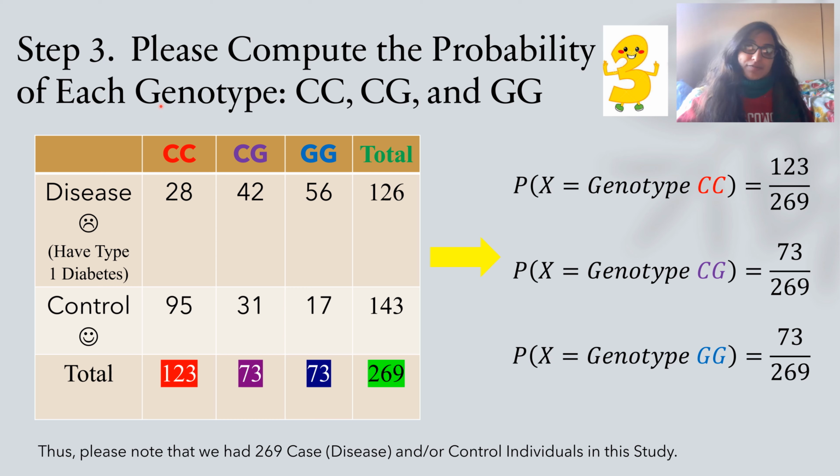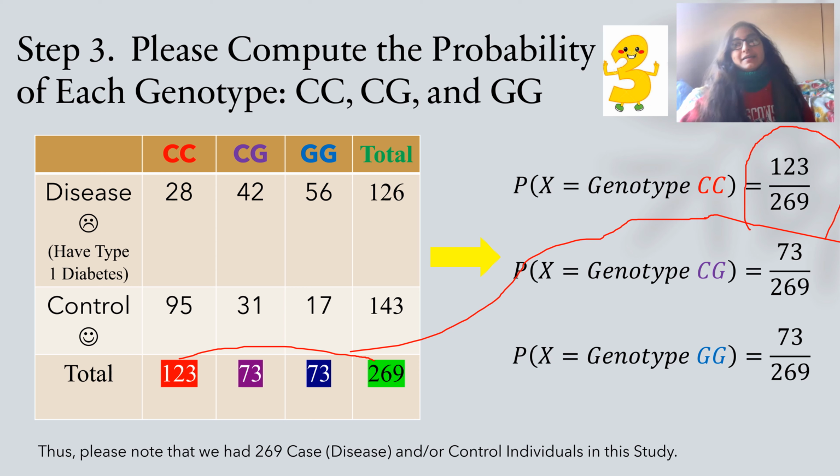Then what we want to do is compute the probability of each genotype. So we have 123 individuals who are CC. That's why we took the totals. 73 individuals who are CG, and 73 individuals who are also GG. And again, the total was 269. So we can just take 123 divided by 269, and that's how we get this value of 123 over 269.